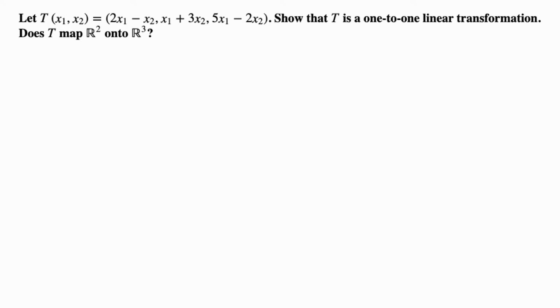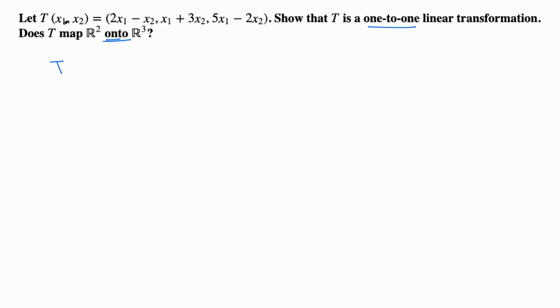Let T of x1, x2 be given by this. So this is a transformation. We need to show T is a one-to-one linear transformation. Then we need to see if T maps R2 onto, okay, one-to-one and onto R3. So this transformation can be written in this way.